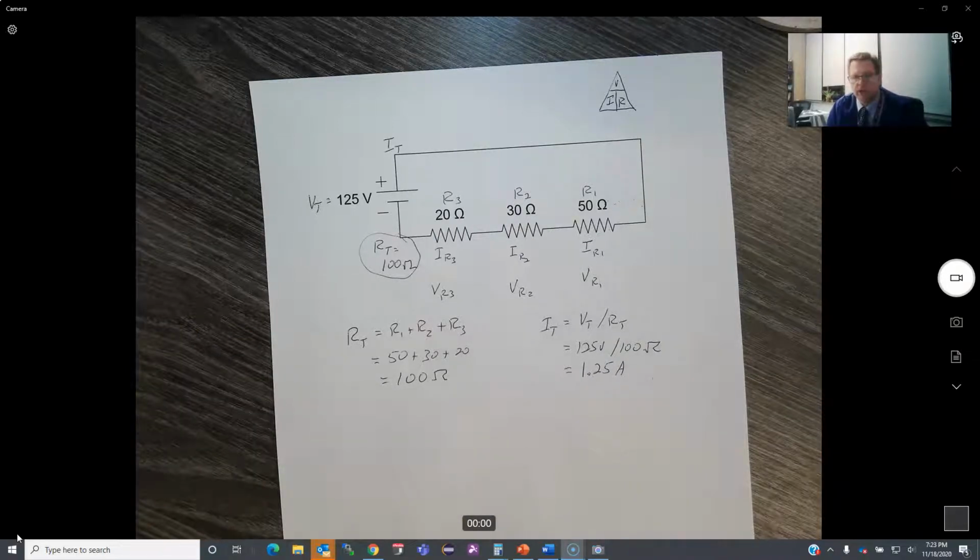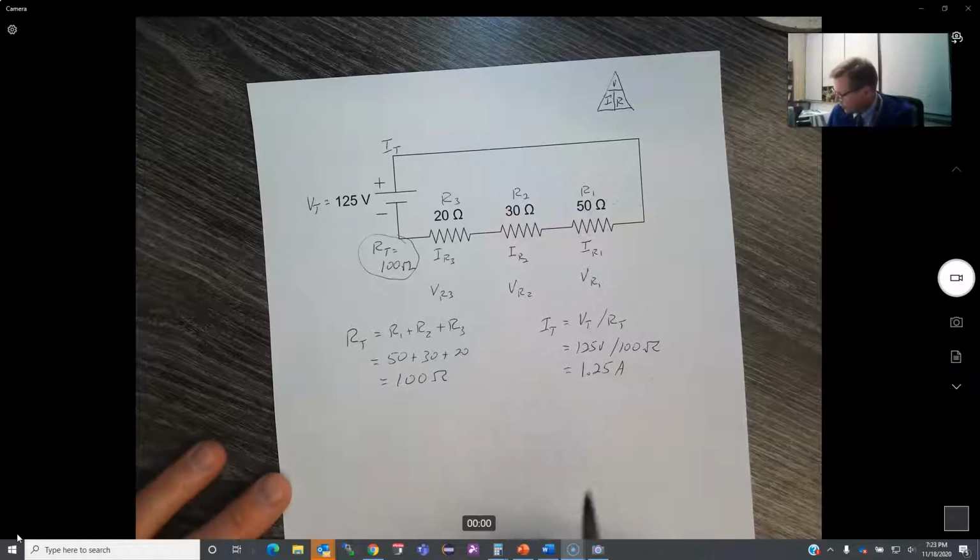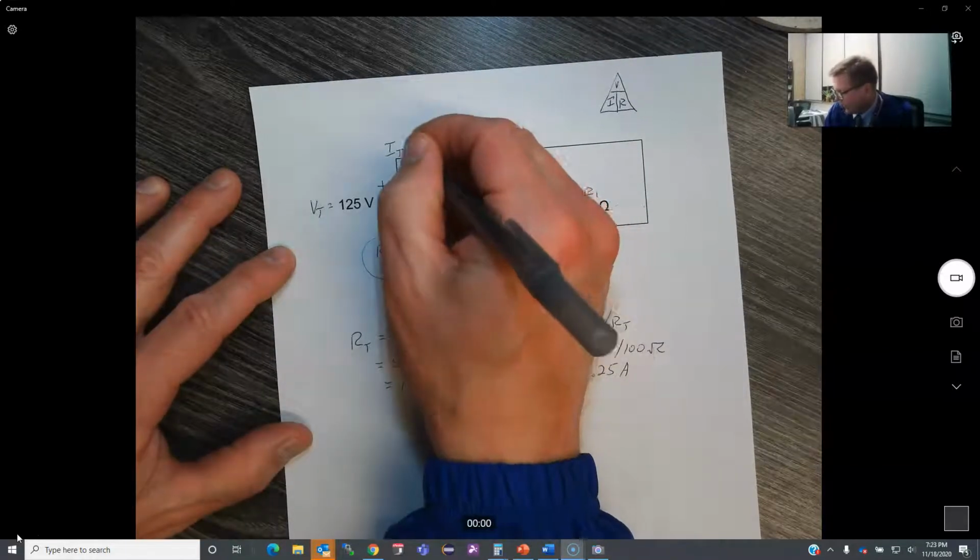I wouldn't need to put it in milliamps. That would be 1250 milliamps, but there's no use in doing that. So amps is perfectly fine. If you're talking about 125 volts, you're probably talking about some kind of household electricity, and they tend to talk in amps anyway versus milliamps. All right, so there's my total current: 1.25 amps.